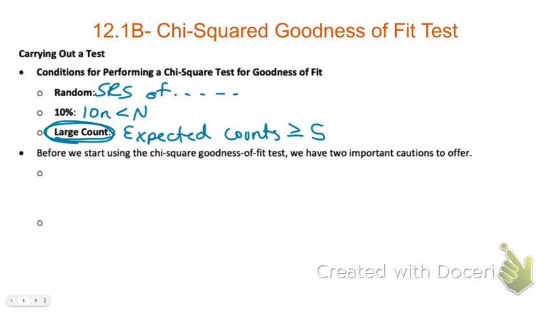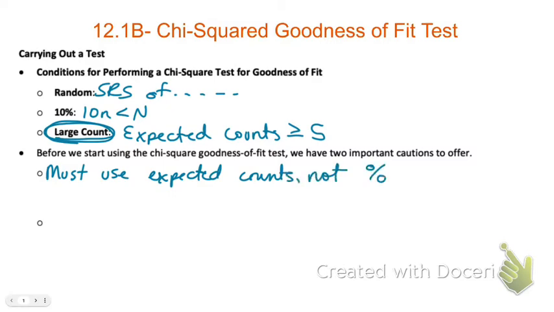So before we start, we have 2 important cautions. The first one is you must use expected counts, not percentages. So you might be told that you should have a certain percent in each category, but you need to find out what the expected count would be for that particular category. So you do need to use the counts, the number of items in each category, not the percentage.